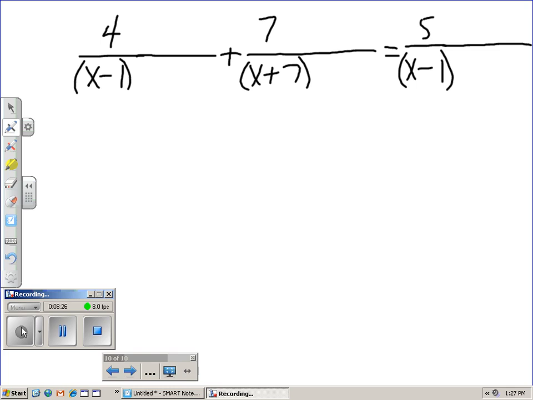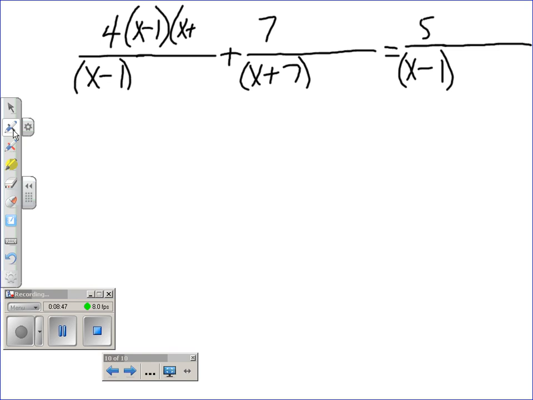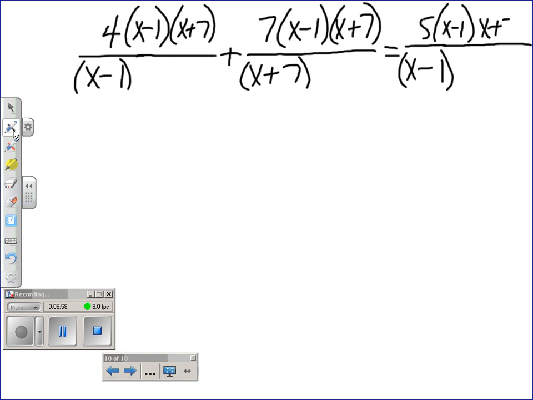Now remember our common denominator was x minus 1 times x plus 7. So I'm going to multiply every single term by that. We had our first term, our second term, then we had our equal sign, and we had that term afterwards. So each one of those is going to get multiplied by that common denominator of x minus 1, x plus 7. We're going to do that for each one. All right, and now we're ready to go. Let's see what we can cancel. I'm going to use red for the canceling.